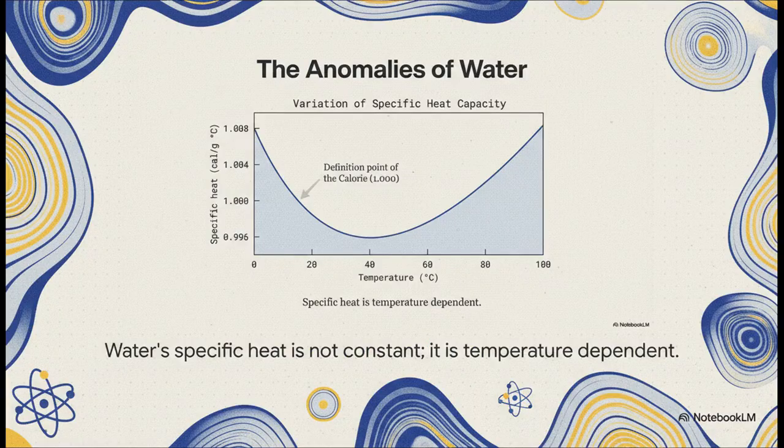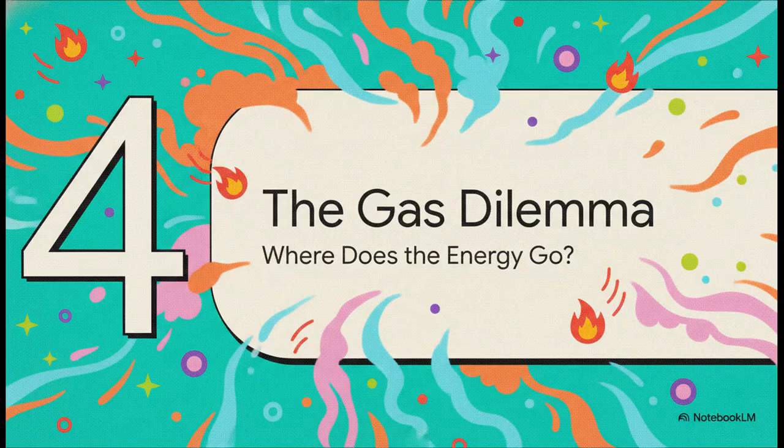But here's the catch, the anomaly. That number, 4186, it's really just an average. If you look at this graph, you can see that water's specific heat isn't a flat line at all. It actually changes depending on its temperature, hitting a low point around 35 degrees Celsius. So while the old definition of the calorie was based on a very specific point on this curve, the reality is a little bit messier, which just goes to show that even for something we see every day, the physics can have some surprising twists. And now we get to gases.